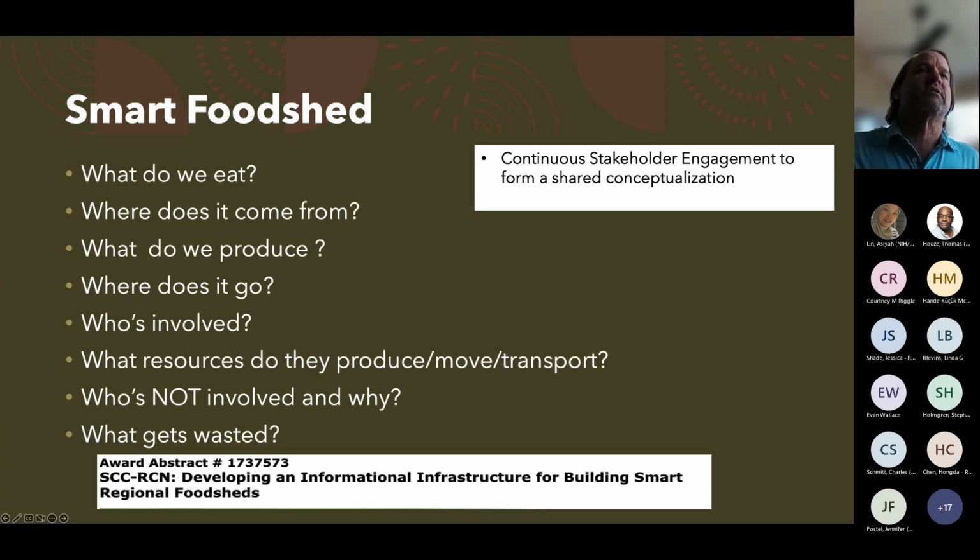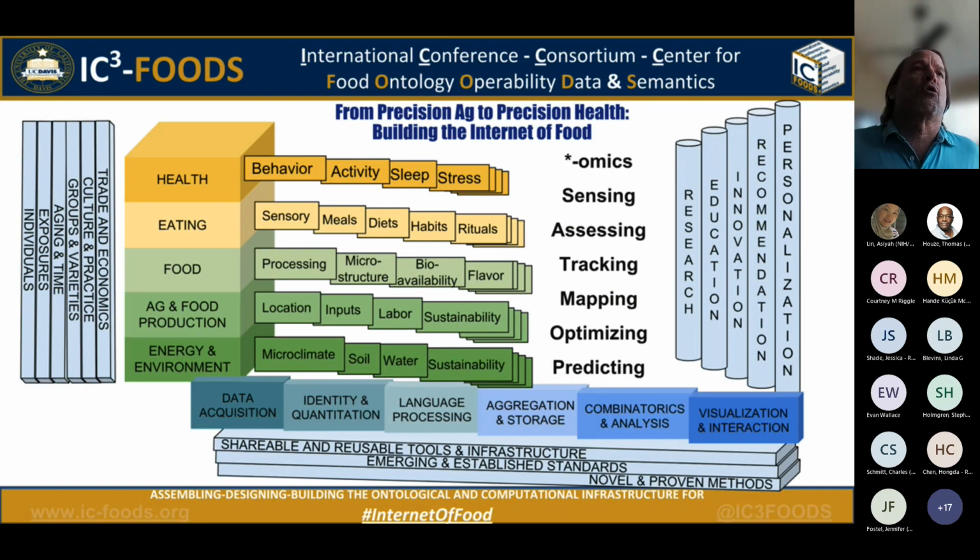And so one of the things that we can think about doing as we think about ontology is really a process of stakeholder engagement in order to form a shared conceptualization, which is really the foundation of ontology, going back previous to computational ontology, but from a philosophical perspective. So how do we take that shared conceptualization, and how do we do that across energy and environment, making land use decisions, deciding what to grow and how to grow it, how to process that food, what happens when certain populations eat certain things, and what are the health outcomes.